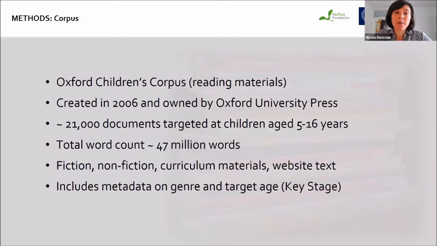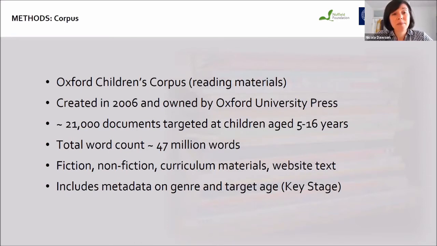So we conducted this analysis using the Oxford Children's Corpus. This is a large corpus of reading materials aimed at children aged between 5 and 16 years. It was developed and is owned by Oxford University Press, and in its current form, it consists of around 21,000 documents for a total word count of around 47 million words. So it is a pretty sizable sample of written language.